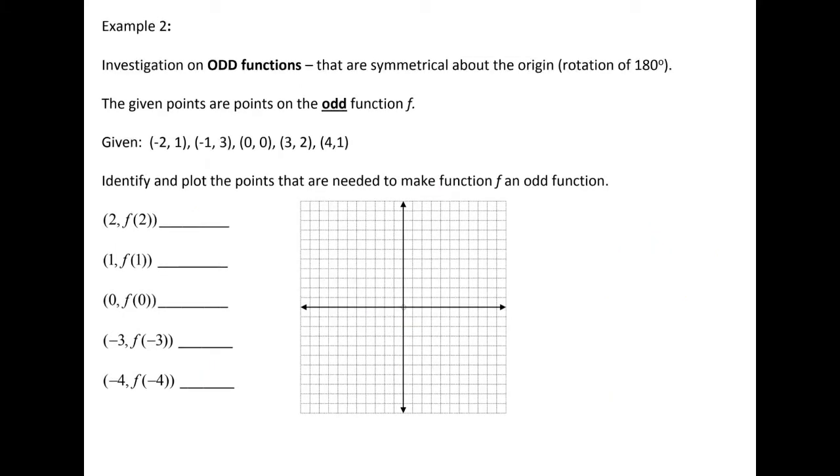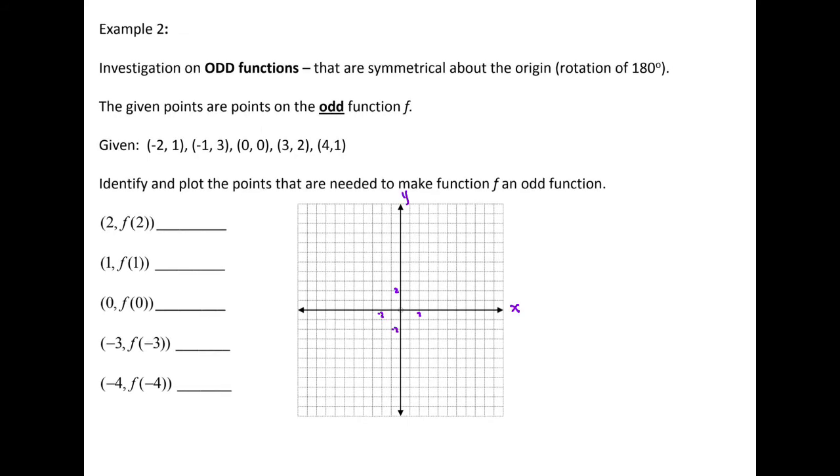Example 2. Now, let's do an investigation on odd functions to see what the algebraic formula will look like. First point, we have -2 and 1. Because our function is symmetrical about the origin, that means if you rotate 180 degrees, they will have the same graph. That means the point must be here. So the point will be 2 and -1. And next one, we have -1 and 3. Once again, rotate 180 degrees, it will become here. That means 1 and -3.